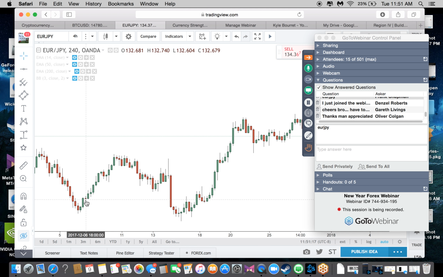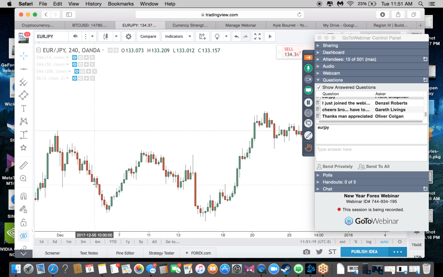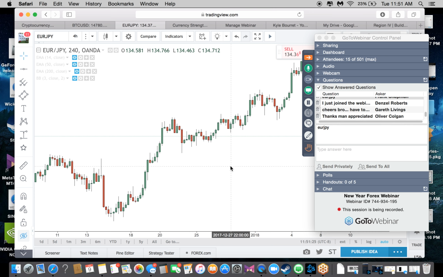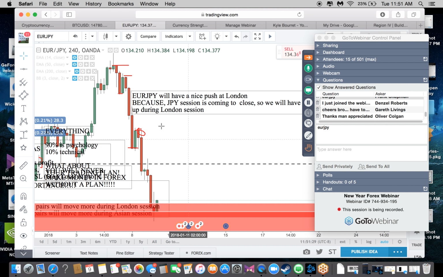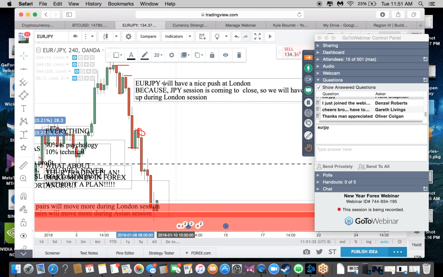But this is how you guys backtest. Look at these higher time frames to get an idea. I don't want to distract you guys too much, but I just want you guys to understand the momentum in the higher time frame and how strong it is. But for Euro Jappy, if I'm going to trade Euro Jappy, I'm just going to be looking at these higher time frames.